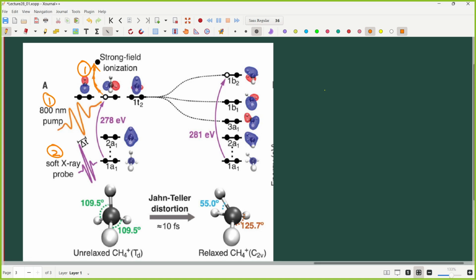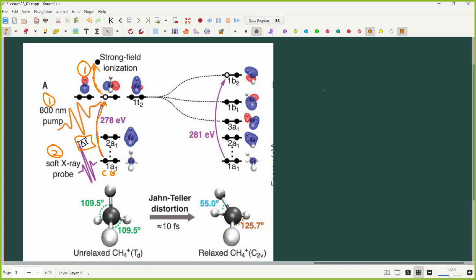And then what they do at some time delay relative to that pump, right? So they kick the electron off with their pump, and then they have an X-ray photon come in at 278 eV, to take one of these 1s electrons and put it up into that new hole. So they're promoting a 1s electron. This is a carbon 1s orbital, bonding orbital. They're kicking that electron and bringing it into that hole.